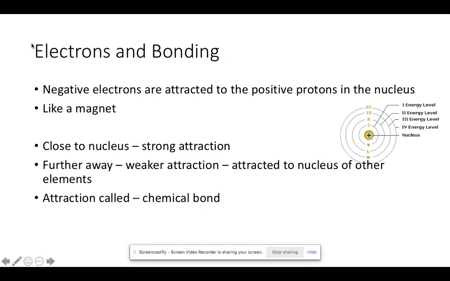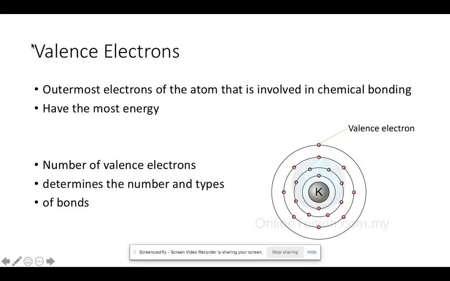Electrons are what are important when we are talking about bonding. The negative electrons are attracted to the positive protons in the nucleus like a magnet. Close to the nucleus is a strong attraction, and further away is a weaker attraction, and they are attracted to the nucleus of other elements. That attraction is called a chemical bond.